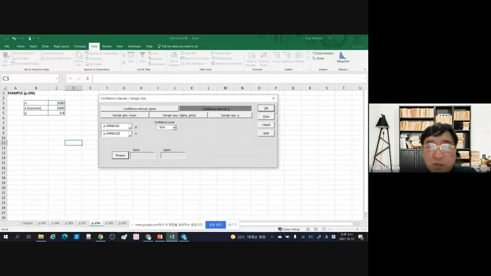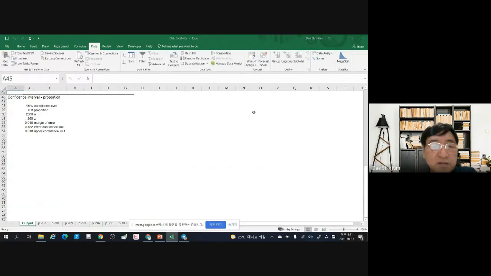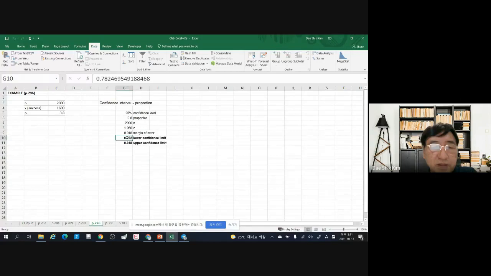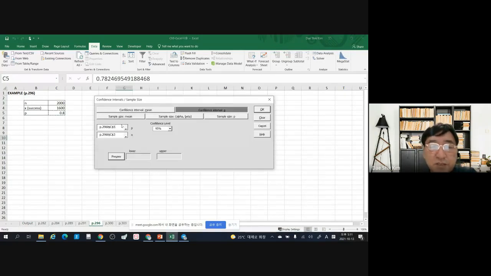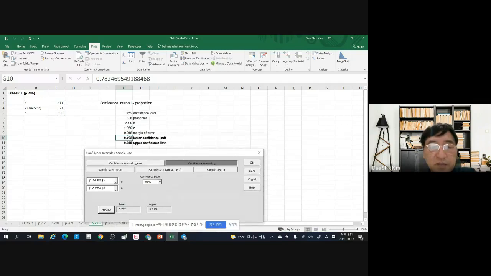95%. Okay, and then you have this one. I copy and paste here. Okay, I will do it again. You have the confidence interval, click it and preview, and the lower limit and upper limit are obtained: 0.782 to 0.818. The upper and lower confidence limits are calculated. So you need to choose the second one, confidence interval for p.